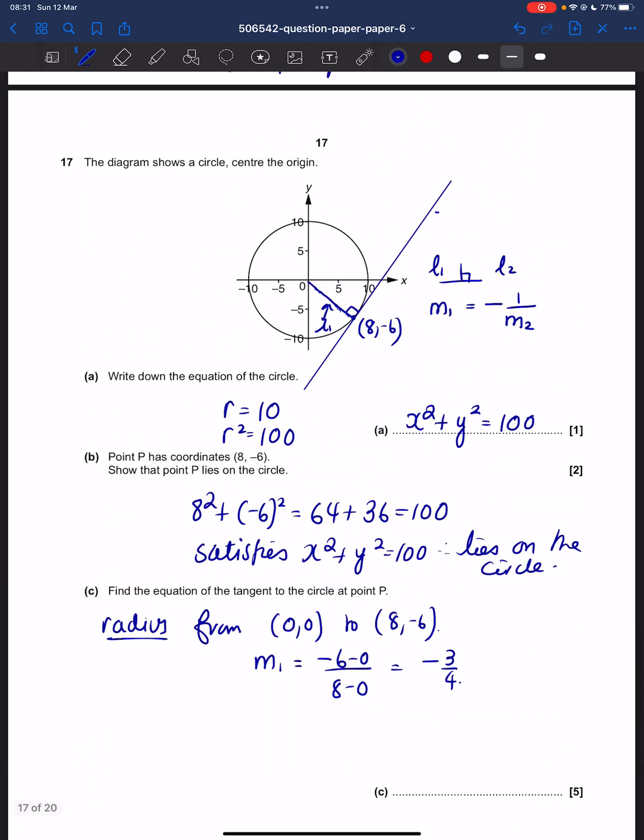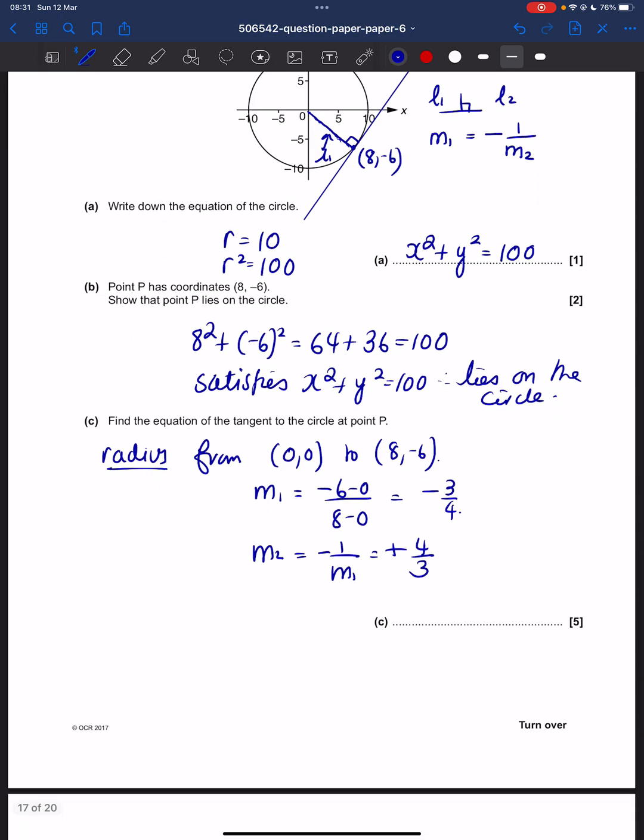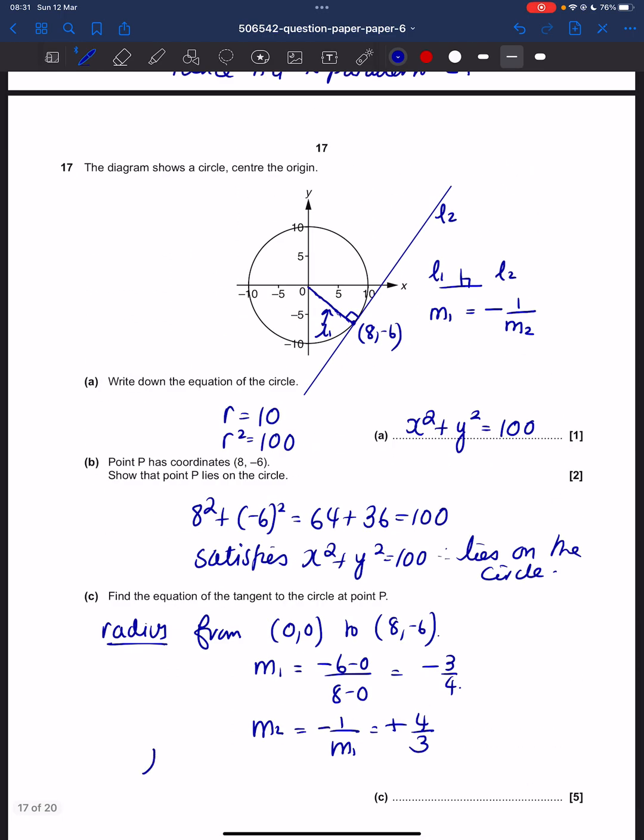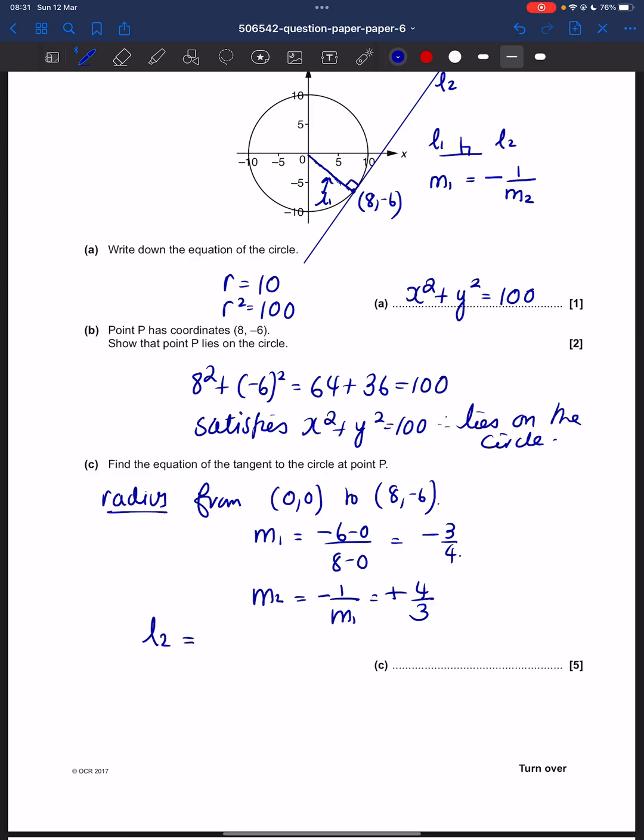Okay, so we'll call this one L2, and M2 is going to be the negative reciprocal of M1. So we change the sign, and then we invert the fraction, 4/3. So for L2, which is the tangent that we want, it's going to be y equals 4/3 x plus c, because it's a straight line.